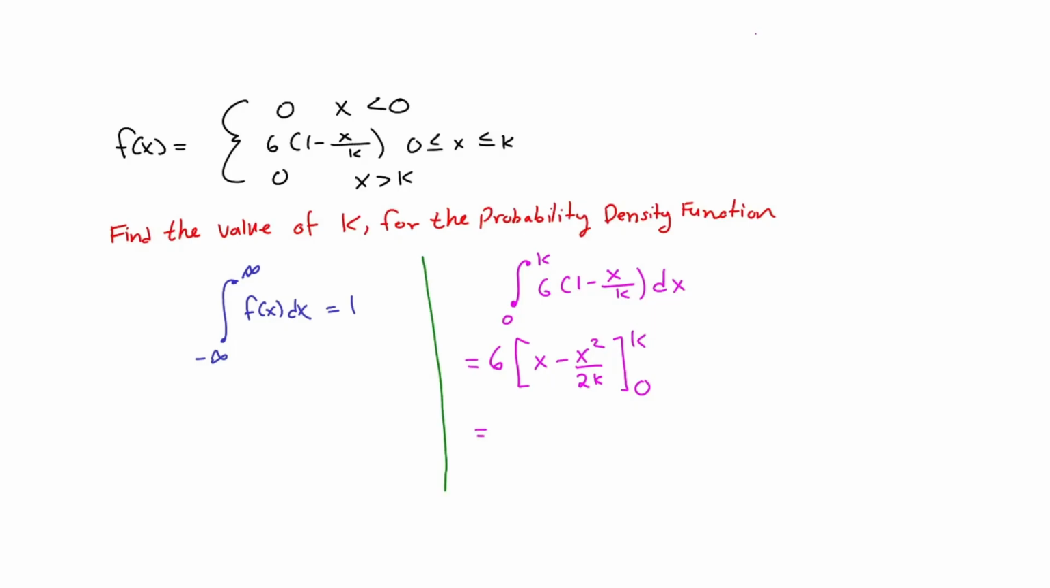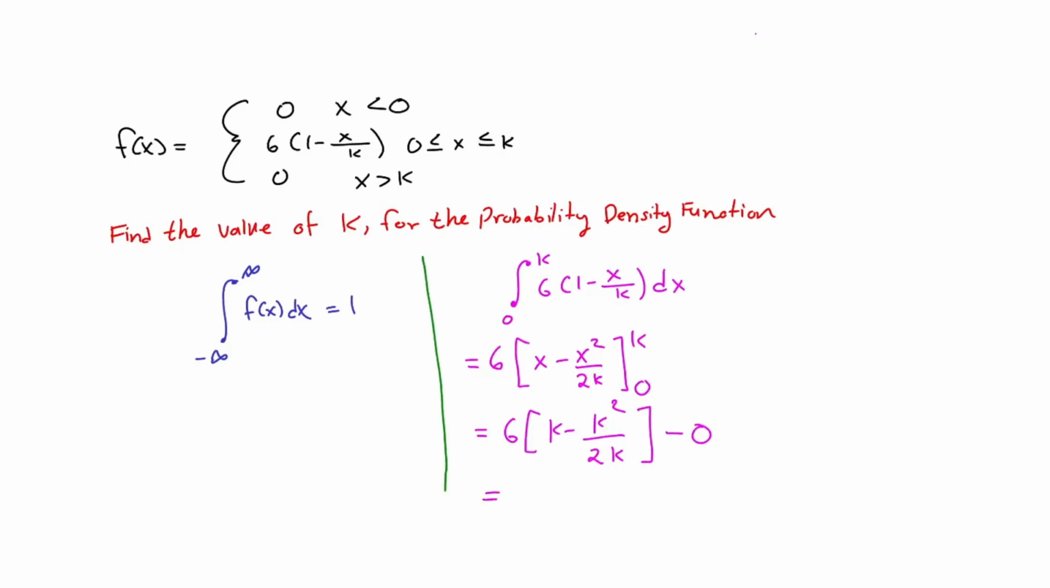And so now what is it going to be? Now we can further simplify it by inputting in our bounds. So let's put in our k values first. So we're going to get 6 times (k minus k squared over 2k). So wherever we have an x, put in your k value. Done that. So we don't have to worry about a 0, right? Because when we put in 0, we're going to get 0. So don't worry about the 0. We can just put minus 0 here.